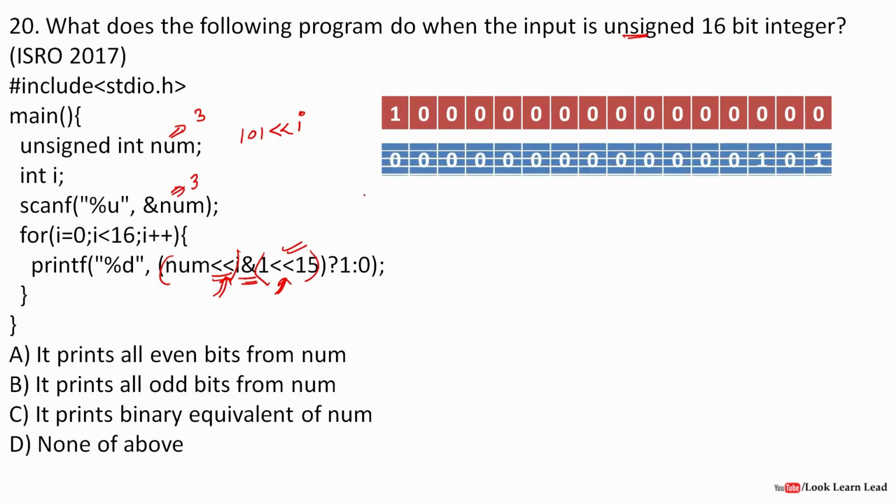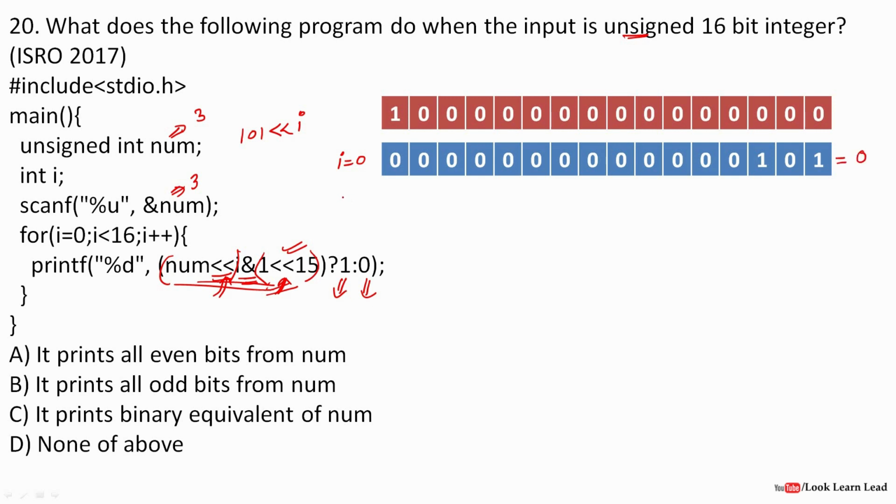So for I is equal to 0, 0 times is shifted. So this would be the answer. And then I will be performing the AND operation. So this is a condition. If this condition is true, then print 1, else print 0. So when you perform AND operation between the two, this is false. So 0 would be printed.